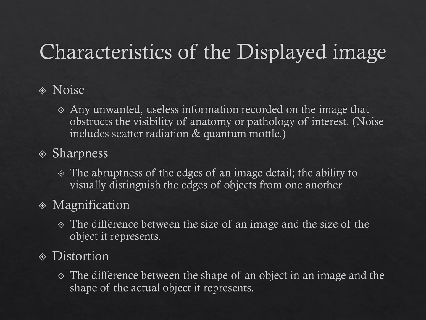Then we have sharpness. Sharpness is an interesting term. It's kind of a difficult one sometimes for folks to understand. And there are a whole lot of things that will affect sharpness. And we'll talk about each of those things as we get to them this semester and next. But the basic definition of sharpness is the abruptness of the edges of an image detail, or maybe a little bit easier to understand, the ability to visually distinguish the edges of objects from one another.